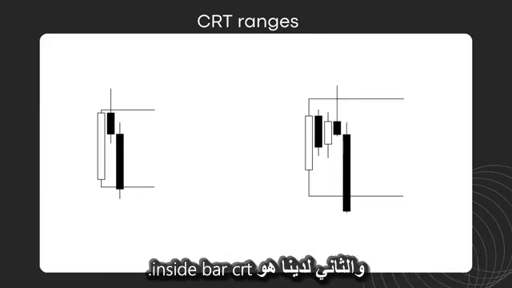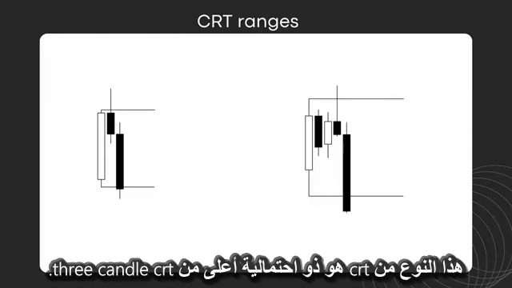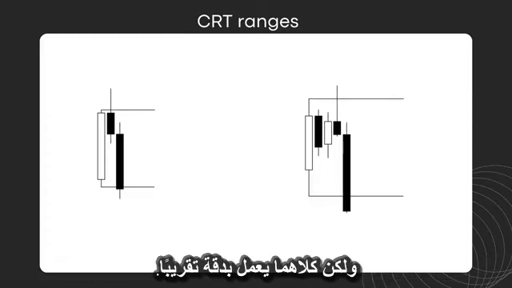And second we've got the inside bar CRT. This type of CRT is a higher probability CRT than the 3 candle CRT, but almost both of them work accurately, right?